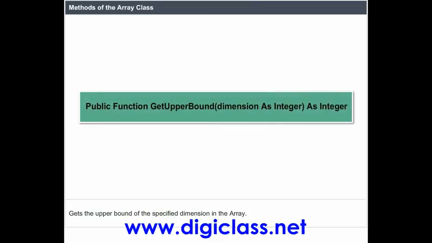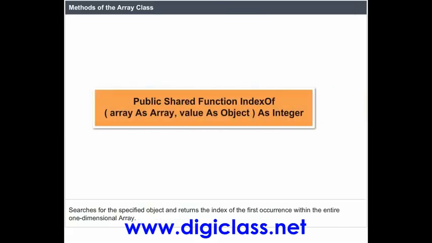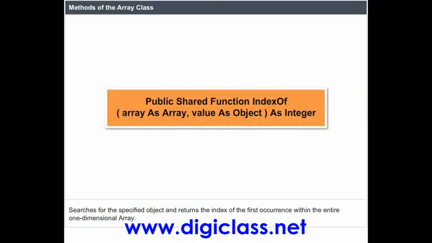Methods of the Array class. GetUpperBound gets the upper bound of the specified dimension in the array. GetValue gets a value at the specified position in the one-dimensional array. The index is specified as a 32-bit integer. IndexOf searches for the specified object and returns the index of the first occurrence within the entire one-dimensional array.